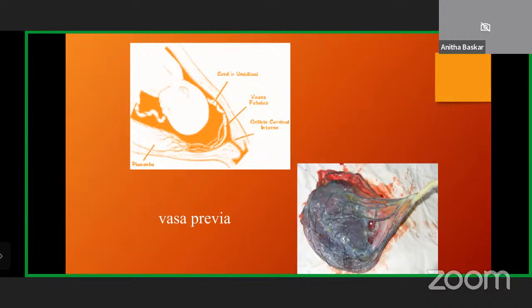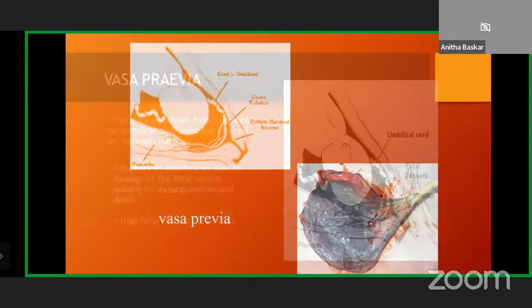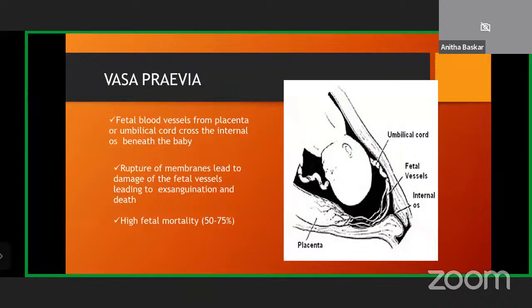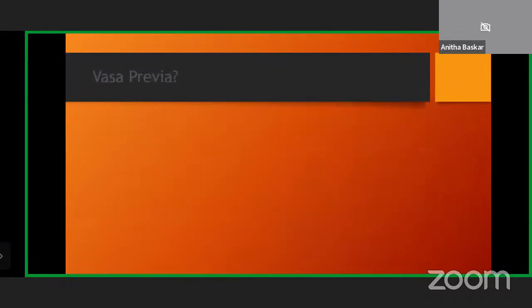This is the vasa previa. You can see vasa previa: fetal blood vessels from the placenta or the umbilical cord which cross the internal os and lie beneath the baby. What is meant by vasa previa?